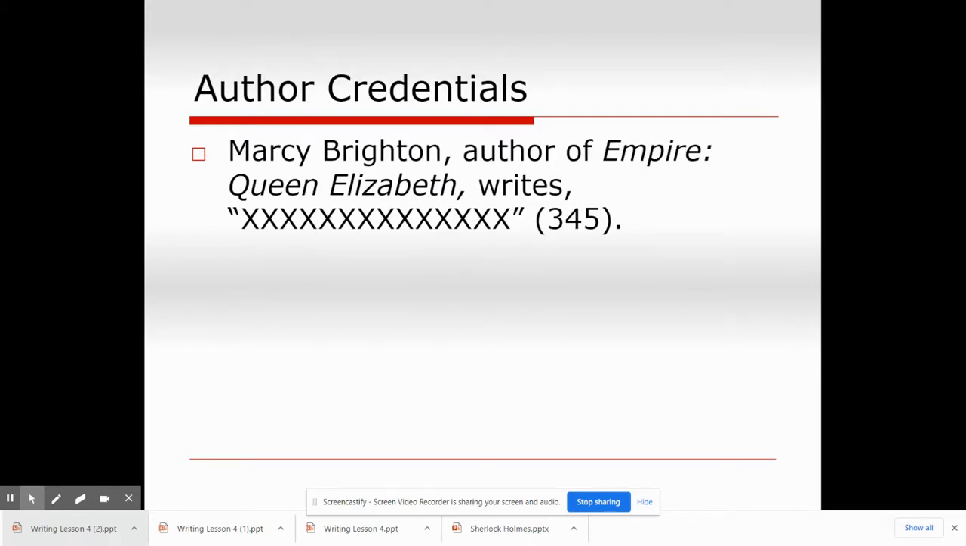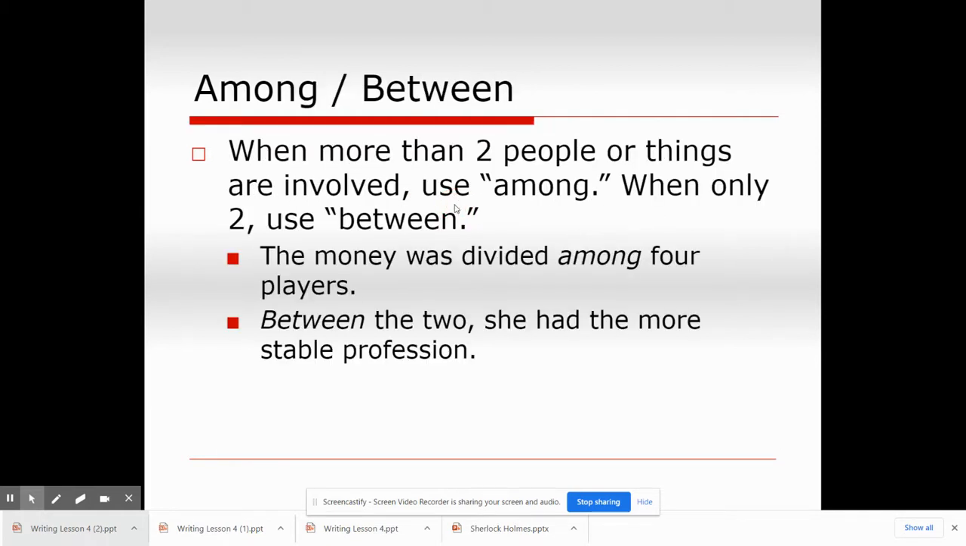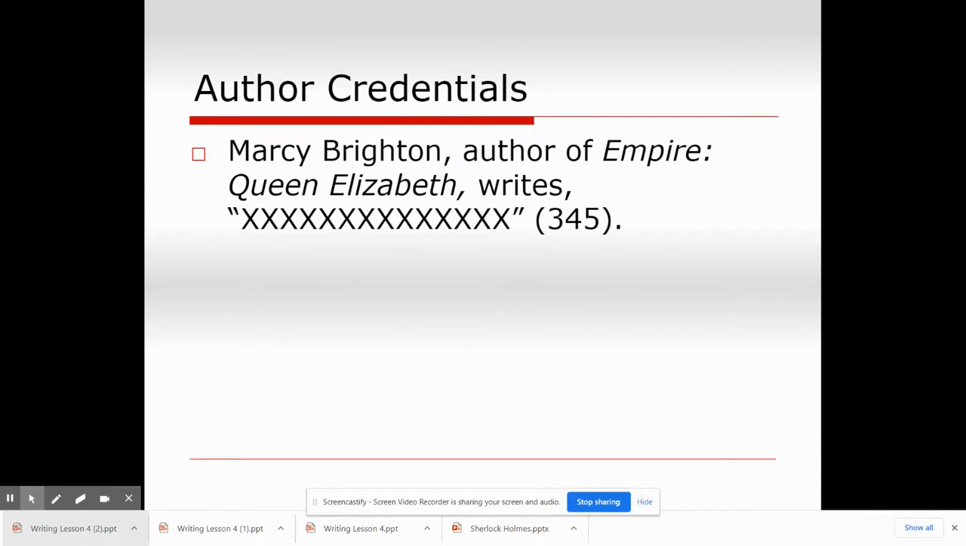All right, author credentials. If the author is not famous and you need to specify their credentials, Marcy Brighton, author of Empire, Queen Elizabeth writes that the credentials here that she is the author of this work tells your audience the information they need to know. Now for you guys, if you're writing a paper on Macbeth, you don't need to give someone like Shakespeare credentials in your paper because Shakespeare is so famous, everybody knows who he is. But if it's a critic or some other kind of author that you need to explain who they are, please do that.